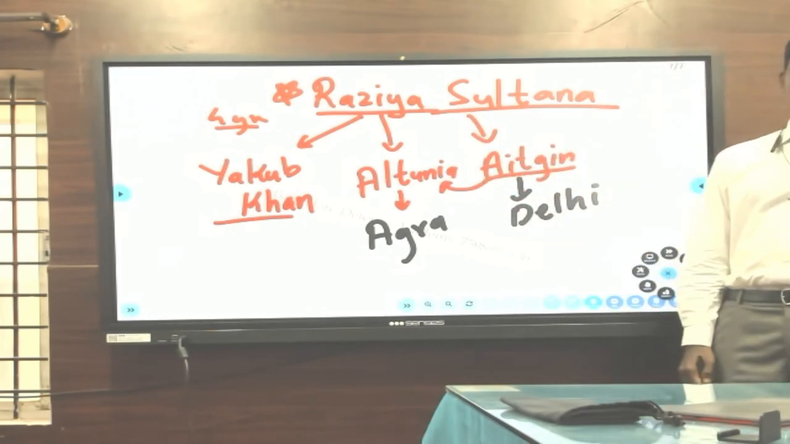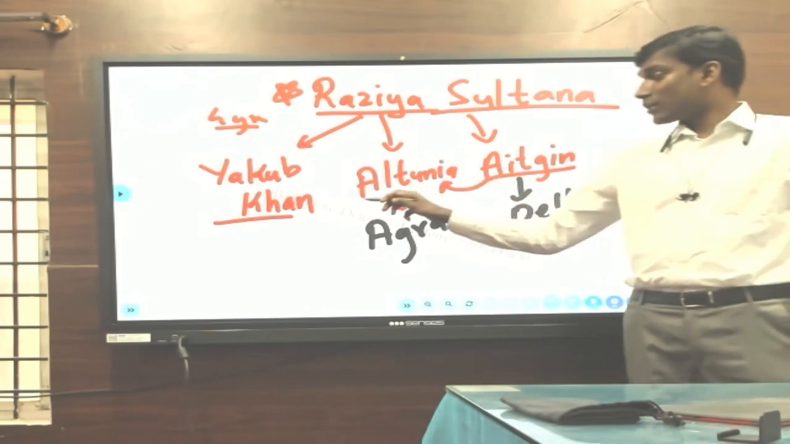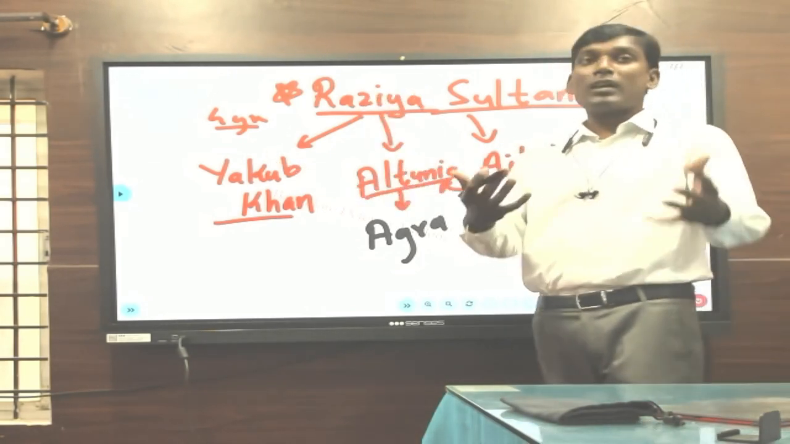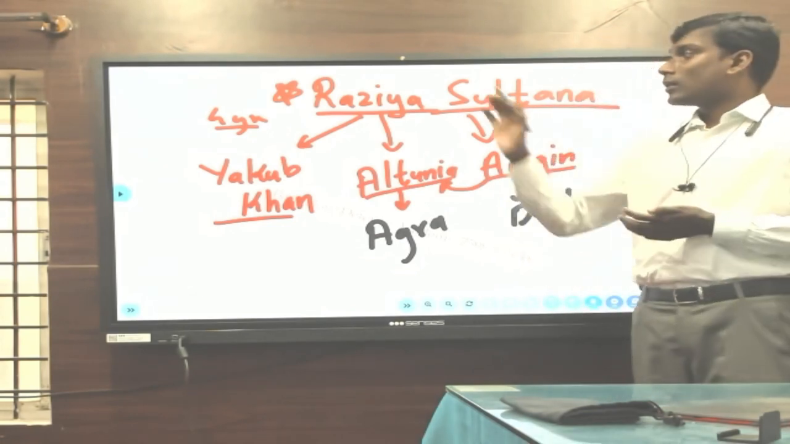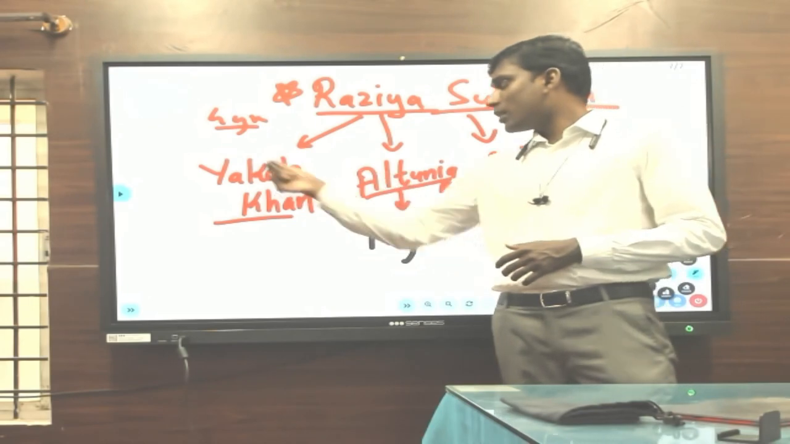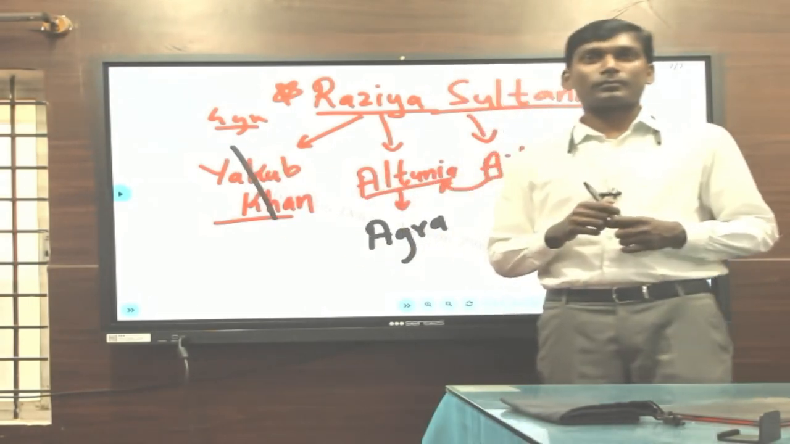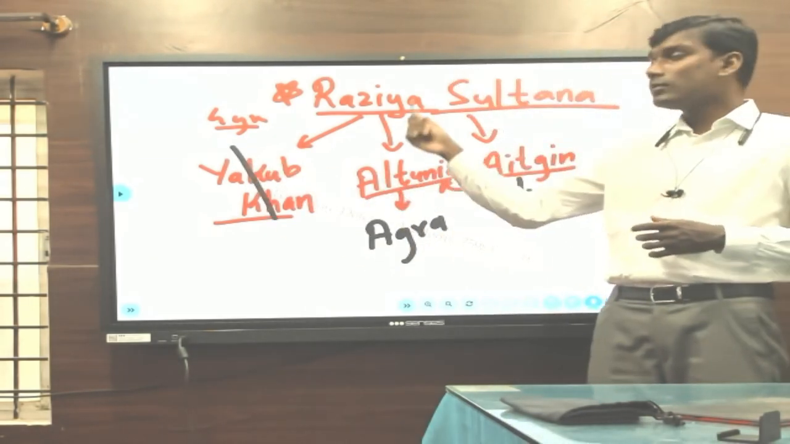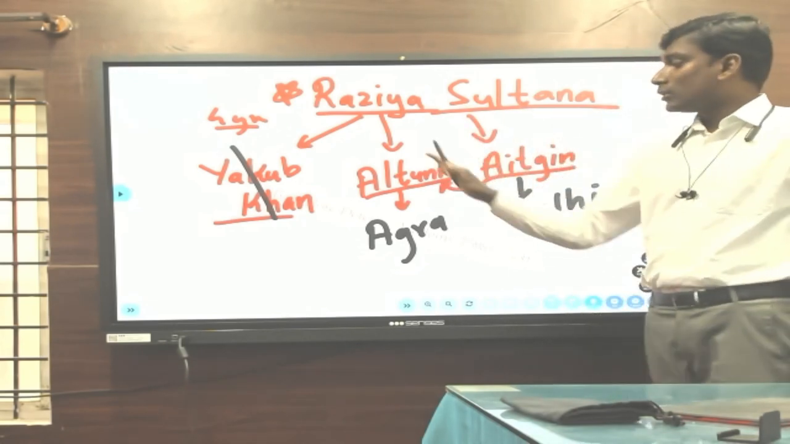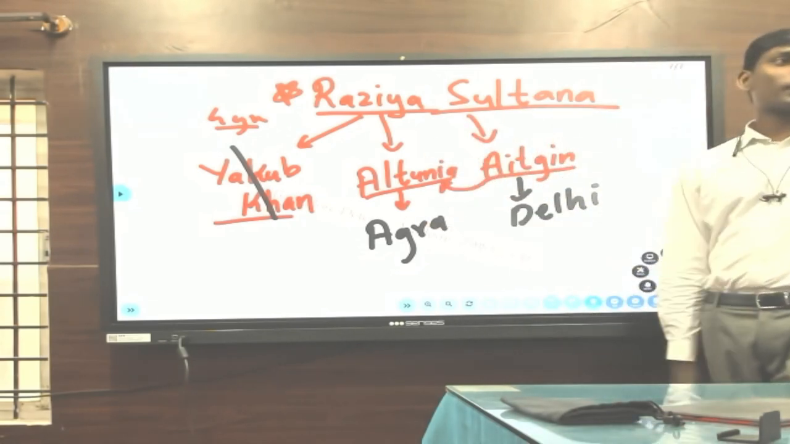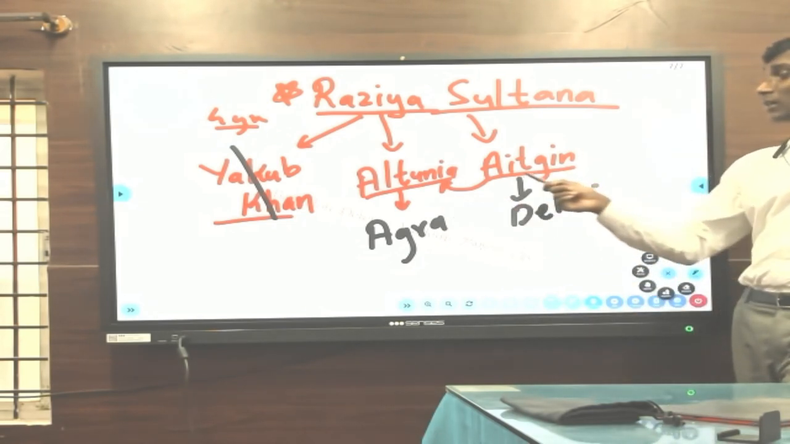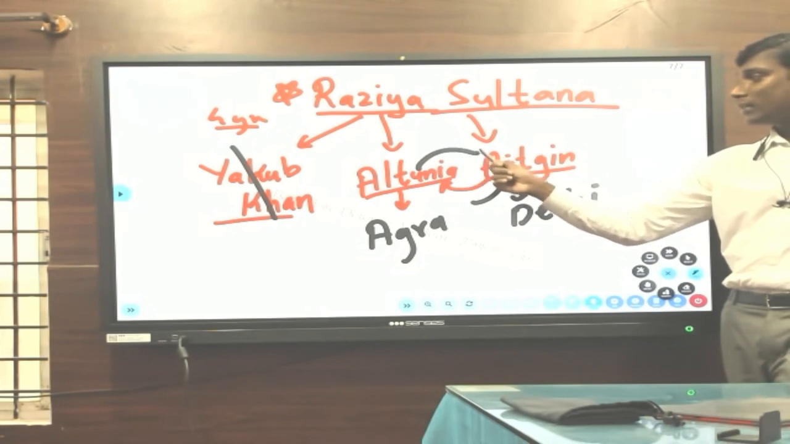Do you understand? Altunia says, okay, it's a very good idea. So Altunia invites Razia Sultan and Yaqub Khan for a dinner party. These two people go there, and according to the plan, Altunia kills Yaqub Khan. Now who will be in jail? Razia Sultan is in jail. And now Altunia is trying to rule Agra and Delhi. After 6 months, Altunia goes to Aydin.